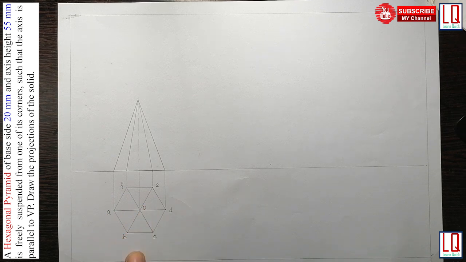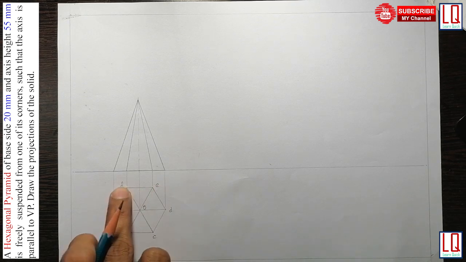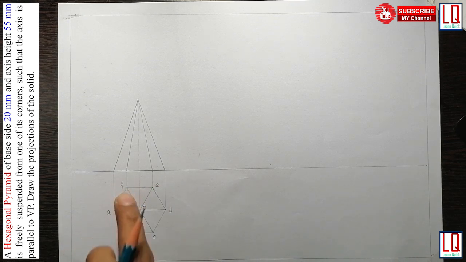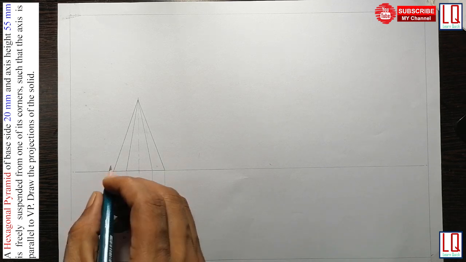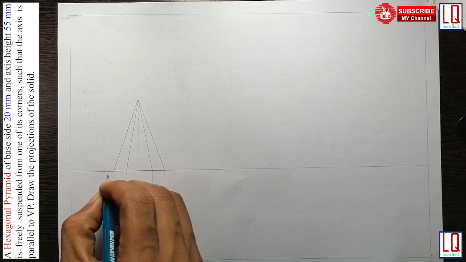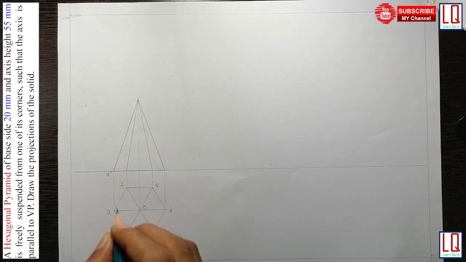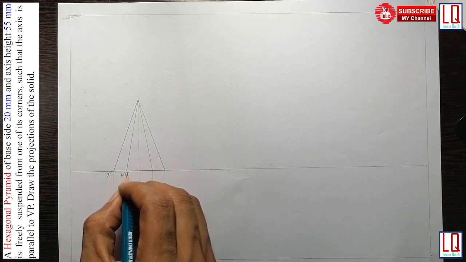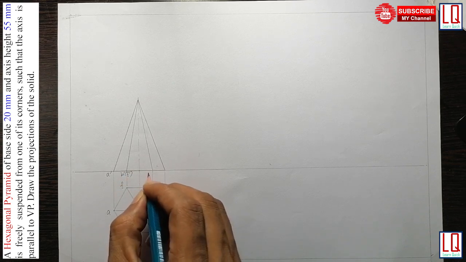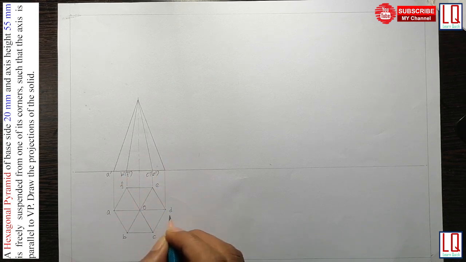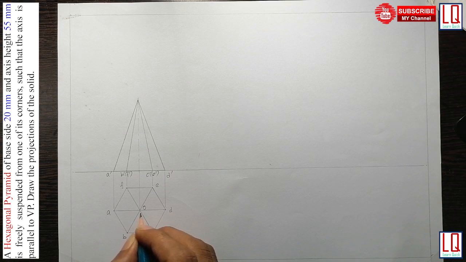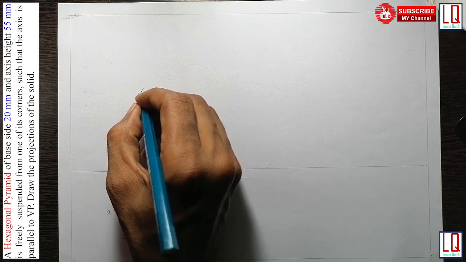O. Now when you see this hexagonal pyramid from the front view, A, B, C, D will be visible, whereas E and F are not visible, as F is exactly behind B and E is exactly behind C. So now I name the front view. A is visible, A dash, B dash bracket F dash, C dash bracket E dash, and finally D dash, and O is the apex here, O dash.